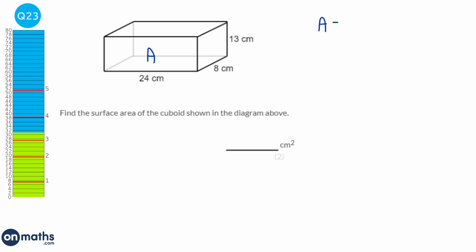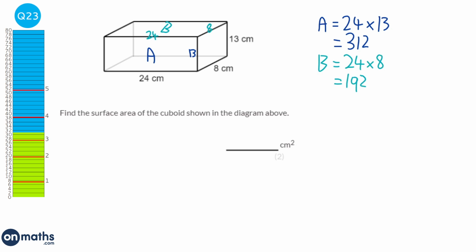So we've got A, which is 24 by 13. So we're going to do 24 times 13, which is 312. Next we're going to do B, which is this one at the top, and it's 24 across and 8 is the length. So 24 times 8, which is 192. And finally C on this side here, which is going to be 13 times 8, which is 104.